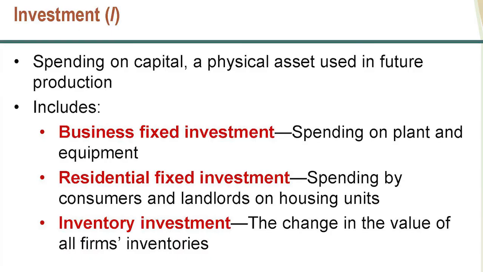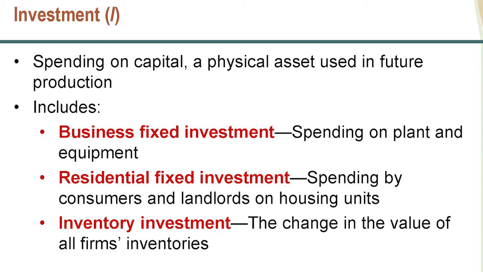The next broad category that we break GDP down into is investment, and then we again decompose investment into three categories. Business fixed investment, so this is money spent by companies to buy factories or machines at the place of the factory. Then there's residential fixed investment.